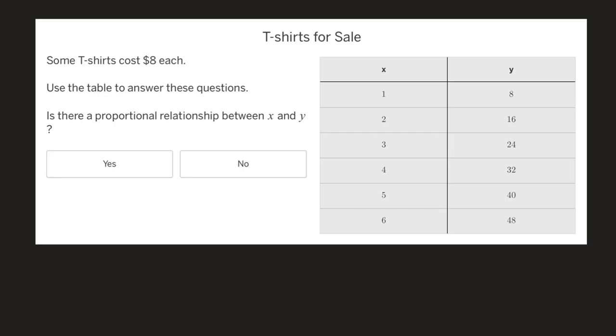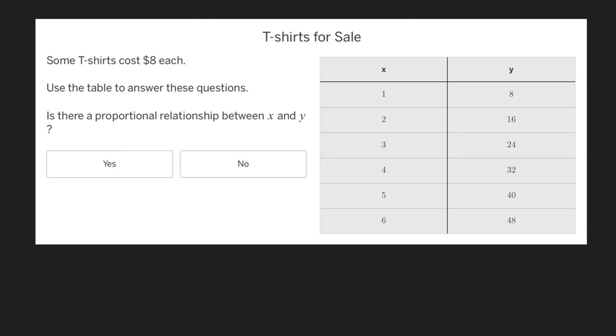Okay, we're going to bring this back to what we learned a couple days ago. This says some t-shirts cost $8 each. We're going to use the table to answer the following question. First thing it's going to ask us is, is this table a proportional relationship? Is there a proportional relationship between x and y?